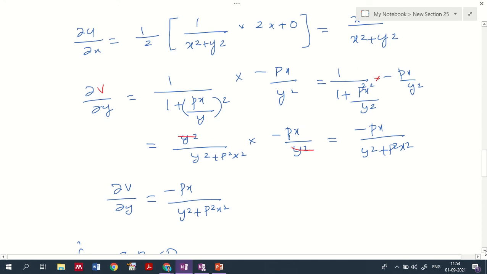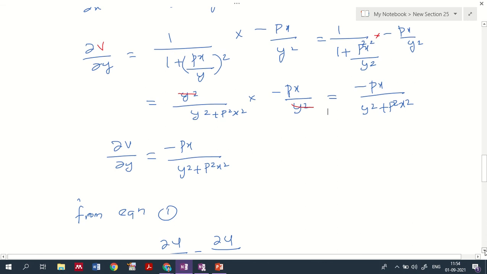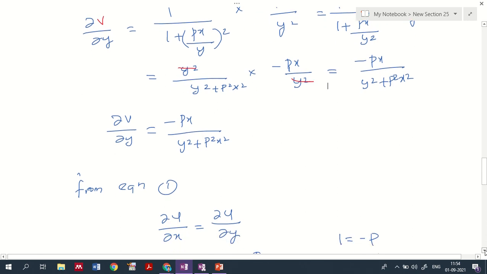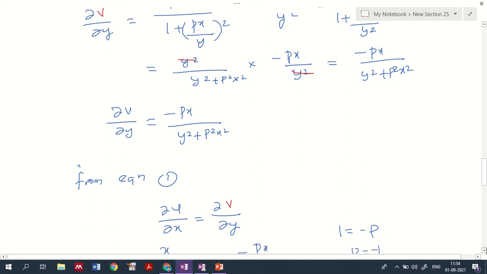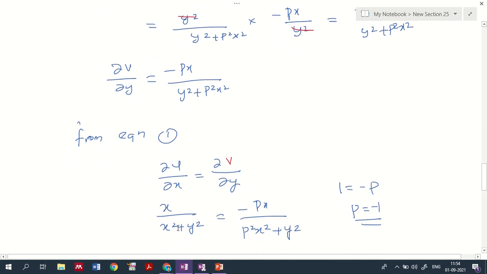Right? And now we can compare from equation 1, what we will be having: ∂u/∂x equal to ∂v/∂y. Okay, now if we compare that, x/(x² + y²) is equal to -p/(p²x² + y²).